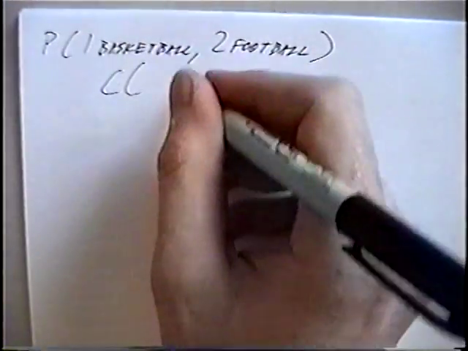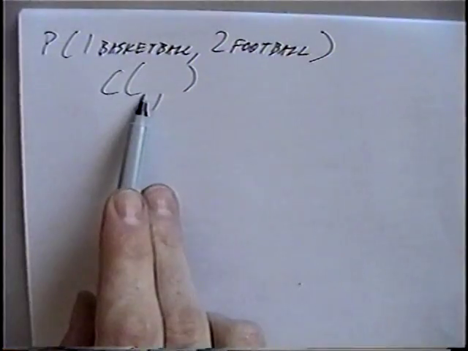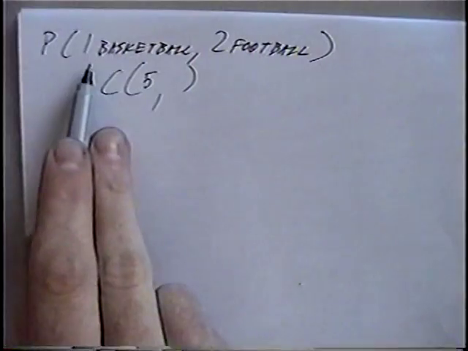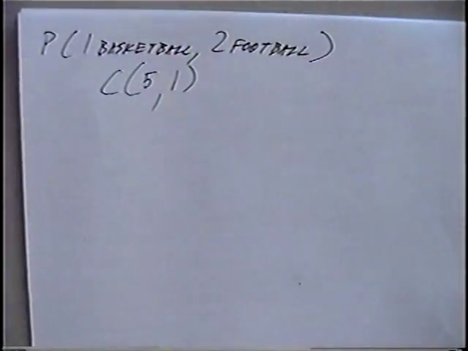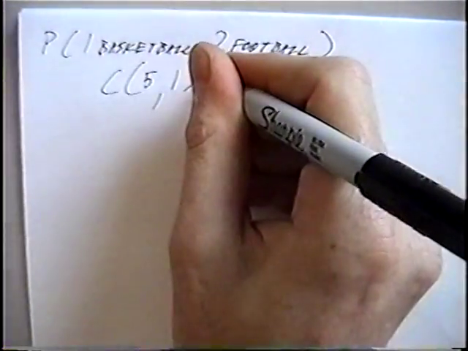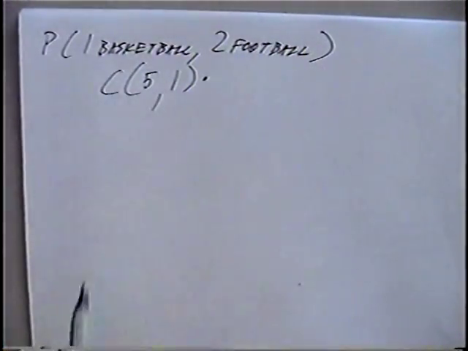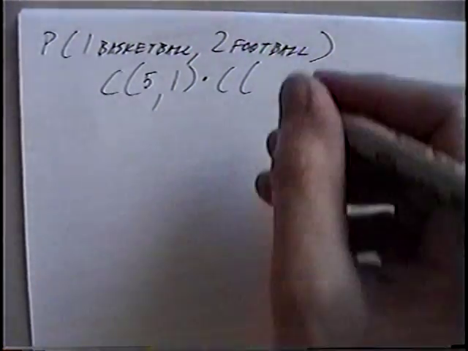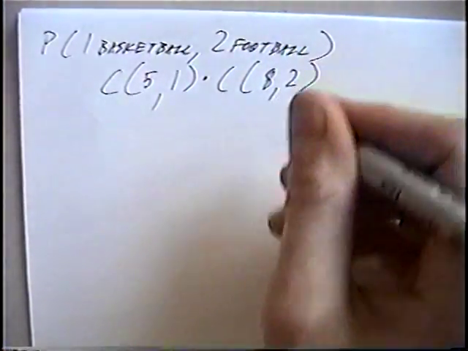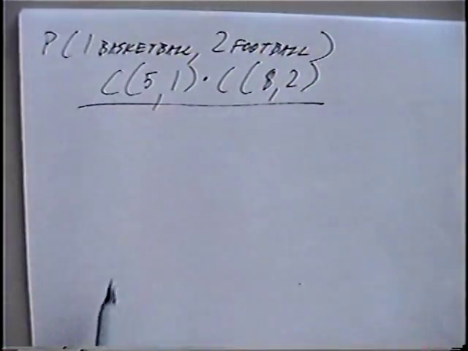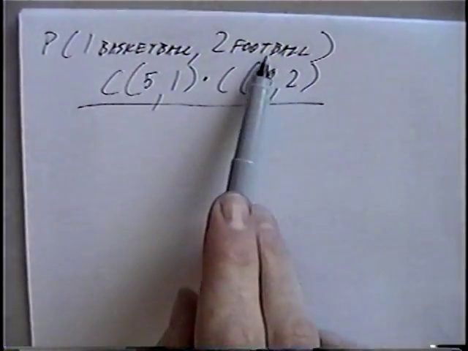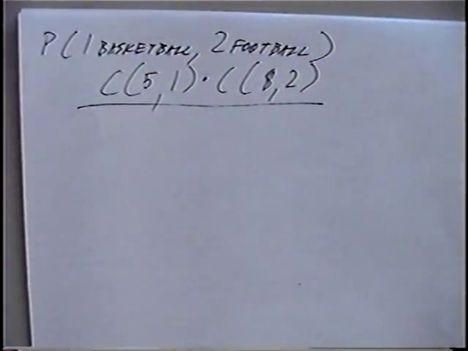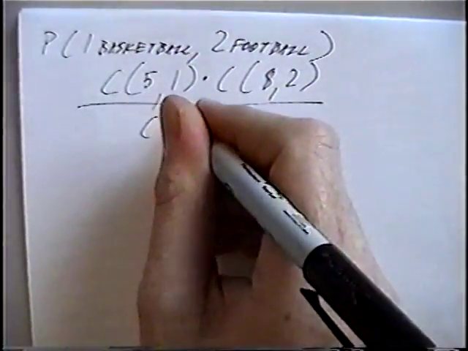If we do basketball first, it'll be a combination. The first number is the total number of basketball cards. Looking back at the word problem, that would be 5, and we want to choose one of those. The second event we'll multiply by is a combination for the football cards: there are 8 total, and we want to pick out 2 of those. So for the number of successes for 1 basketball and 2 football cards, we find the 2 combinations and multiply those together. For the denominator, we'll have a combination.